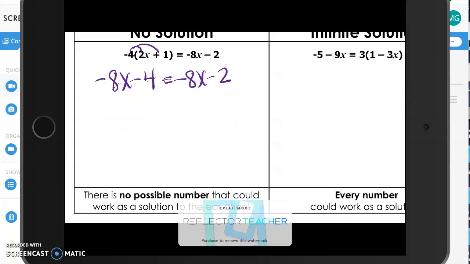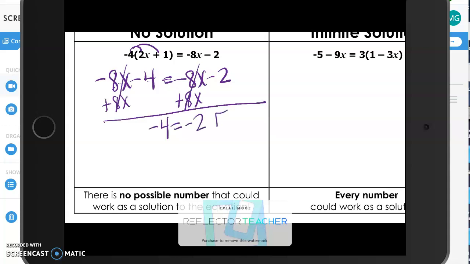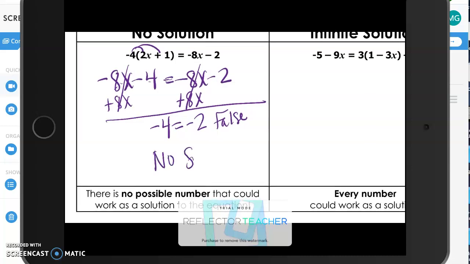If you don't recognize that and keep solving, two things could happen. If you don't use the shortcut, it would look like this. This cancels, -4 equals -2. That is false. That is not a true statement. So you can't stop there. Your final answer you need to write out is no solution. That's what I will look for as the actual answer for this problem.